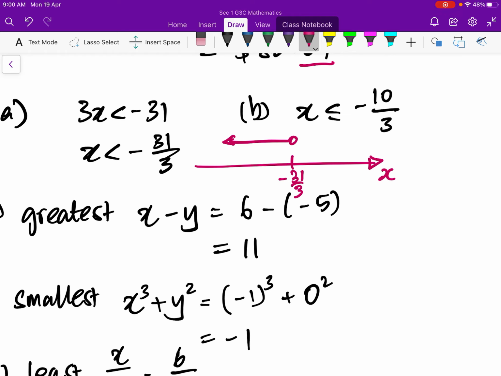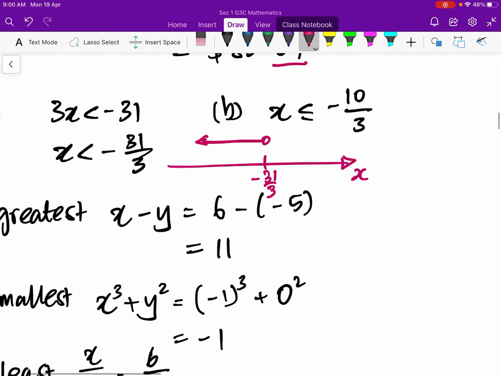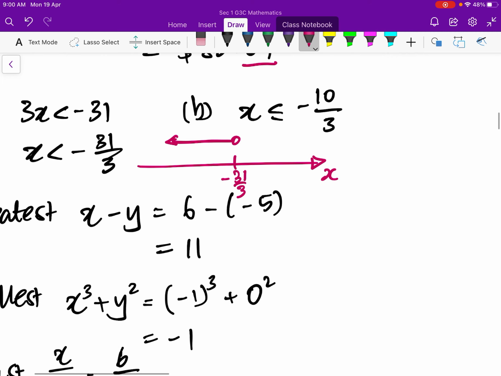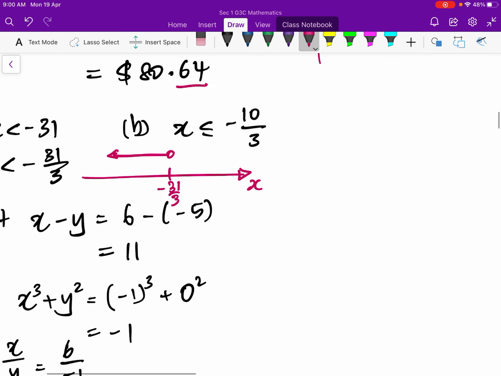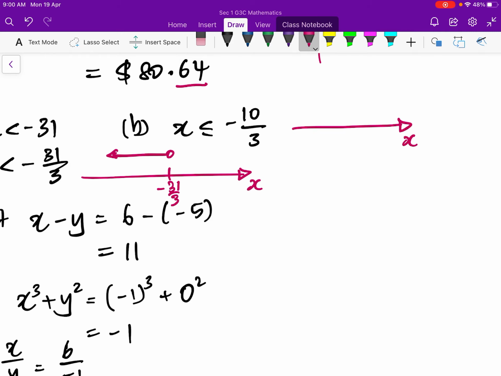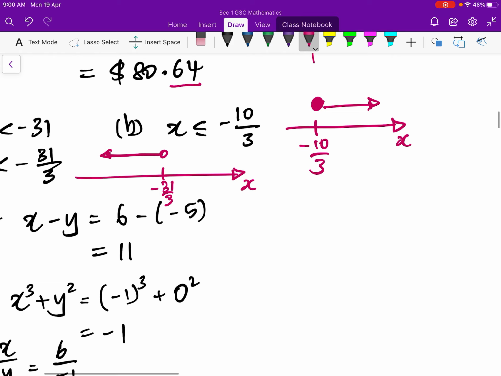Okay, so now in part B, 1 over 7 x is less than or equal to negative 10 over 21. So all you need to do is just multiply by 7 on both sides. You get x is less than or equal to negative 10 over 3. So in the second number line, if they ask for it, negative 10 over 3, color the circle because there is less than or equal to, then draw the arrow to the left hand side. Alright, so that is our lesson for today.